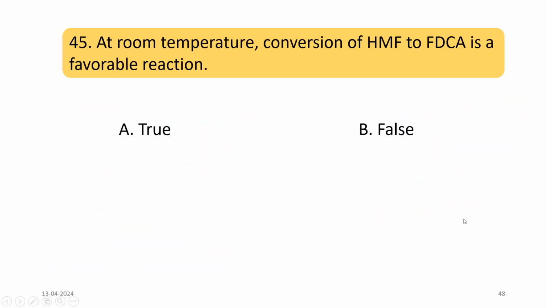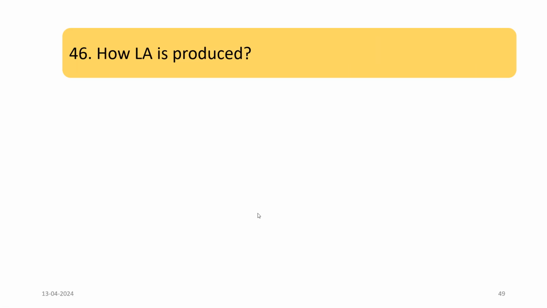Next question. At room temperature, conversion of HMF to FDCA is a favorable reaction. Is it true or false? The answer is true. It is a favorable reaction. Next, how LA is produced? LA is the levulinic acid.